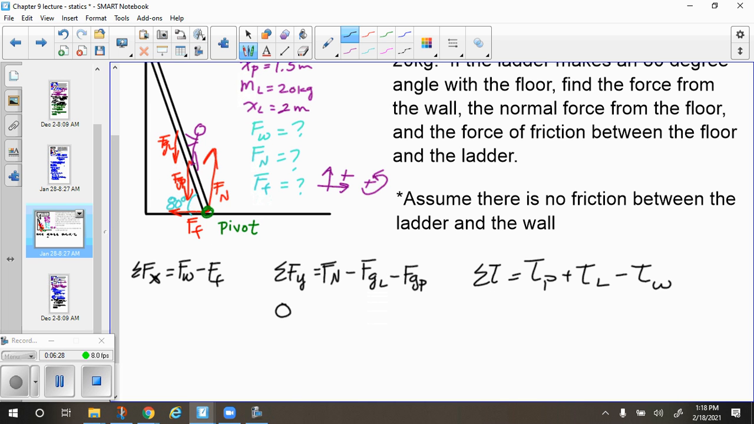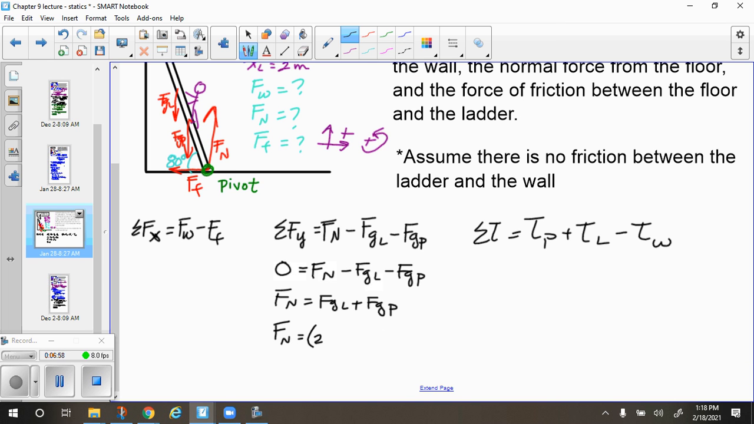So we set this equal to 0, equals Fn minus FGL minus FG of the person. So we isolate normal force, and we get force of gravity of the ladder plus force of gravity of the person. So the normal force is equal to the mass of the ladder, which is 20 kilograms, times 9.8 newtons per kilogram, plus the mass of the person, which is 80?